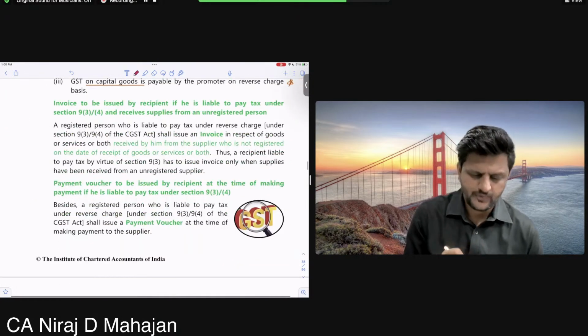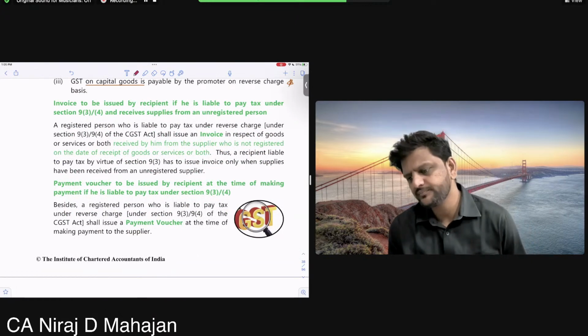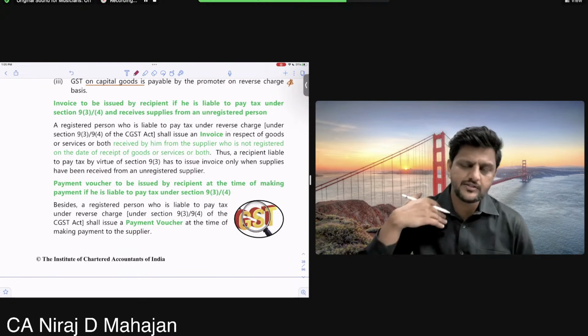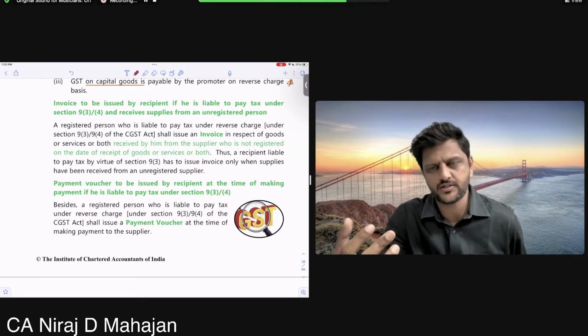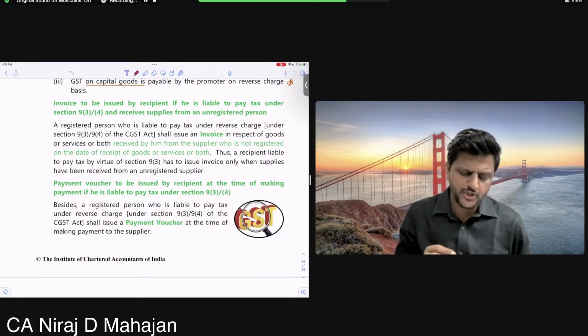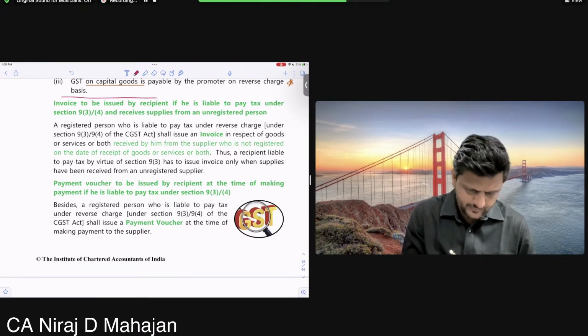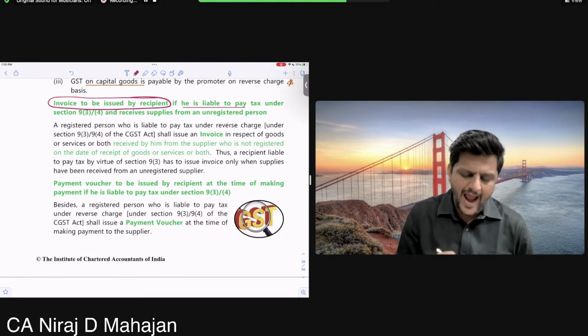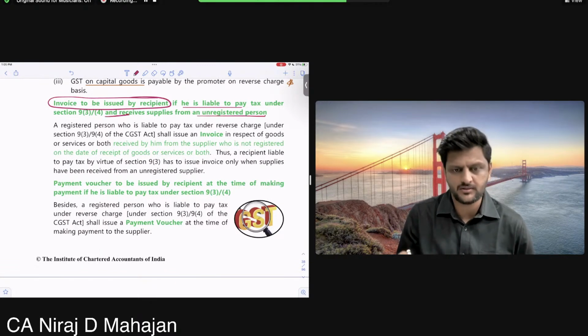Now check. Whenever RCM is there, now the supplier is not going to raise a tax invoice as such. Okay, so check. Invoice to be issued by the recipient, if he is liable to pay tax under RCM and receives supplies from an unregistered person.